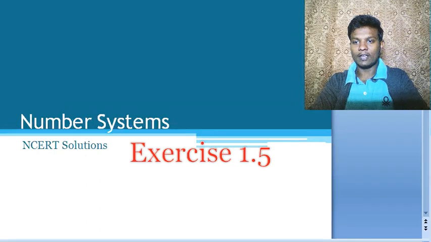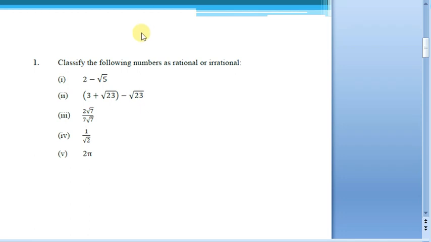Hi everyone, in this video we shall discuss the solutions for exercise 1.5 of number systems from your NCERT textbook. So let's get started. The first question says classify the following numbers as rational or irrational.